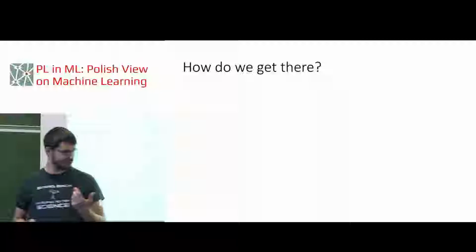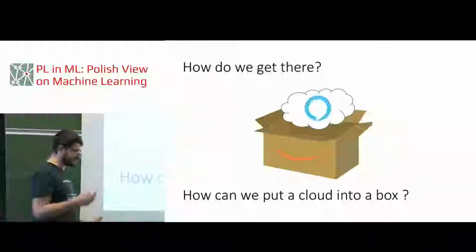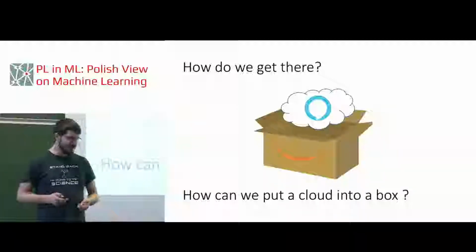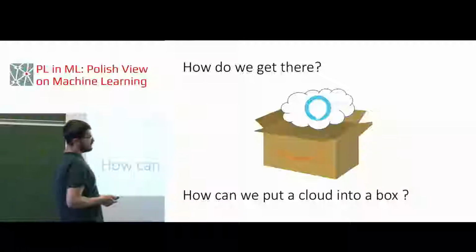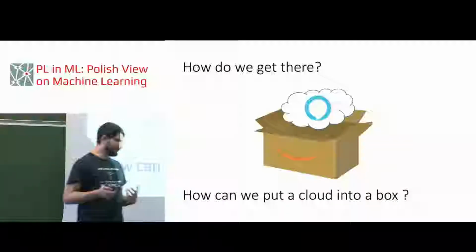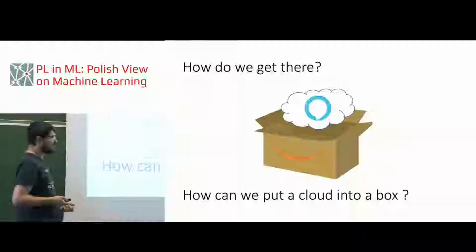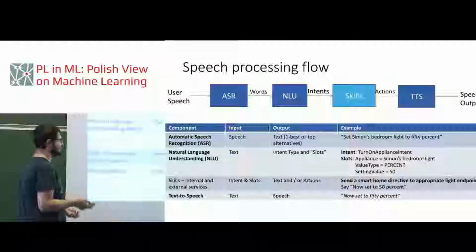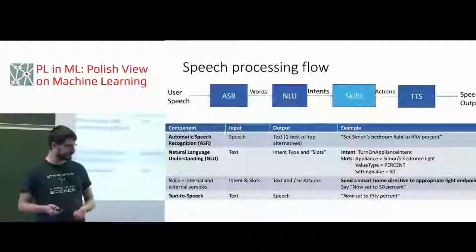So how do we get there? Can we put this cloud into this box? And this crappy animation can do this, but practically it's a bit more complicated than that. So what we thought that we would do is look at the technology that we have and start from the ground up. So how does the actual process of talking to Alexa, or to any other voice assistant for that matter, look like?